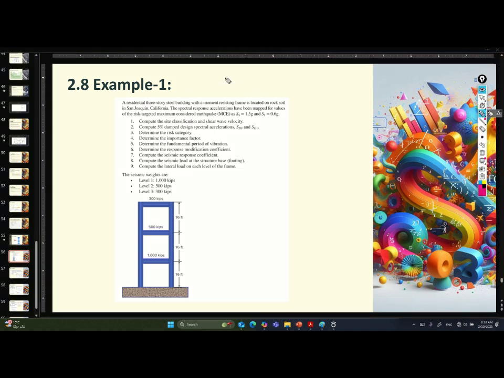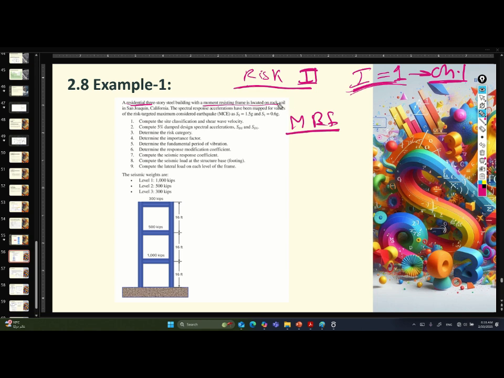So let's start. We have a 3-story residential building, meaning that I have risk category 2. Okay, the importance factor is equal to 1. For this one, go to chapter 1 and get this value. However, we already know the residential is risk category 2. We have a moment resisting frame on a rock soil.